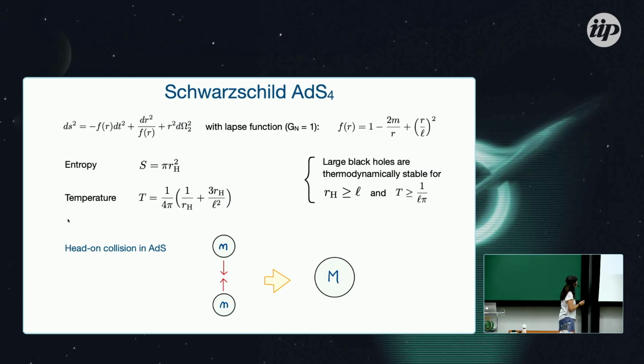Okay, so the easiest generalization, the direct extension of what we saw, is just to look at the AdS4 Schwarzschild black hole. There, large black holes are thermodynamically stable above the Hawking-Page transition. Here L is the AdS radius. We will also consider the simplest example, the head-on collision of two black holes of identical mass, small m, which merge into a final black hole of mass capital M, and work throughout in the canonical ensemble.